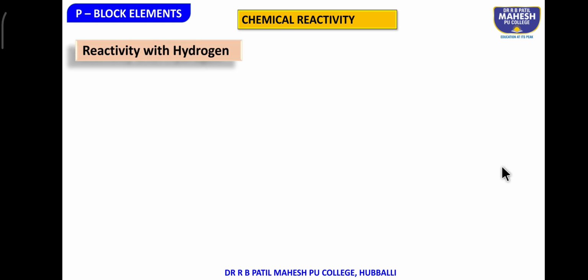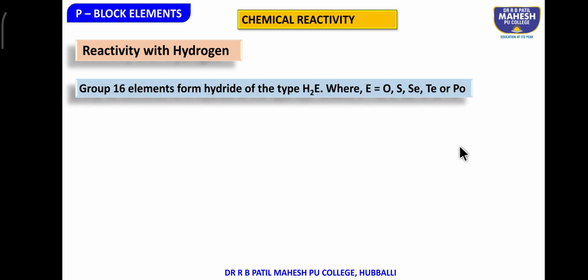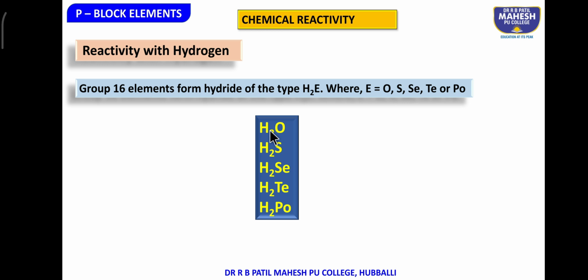Let us begin this lecture with learning chemical reactivity of group 16 elements. Reaction with hydrogen. Group 16 elements oxygen, sulfur, selenium, tellurium and polonium react with hydrogen and form compounds of the type H2E, where E is oxygen, sulfur, selenium, tellurium or polonium. So here we have compounds: water, hydrogen sulfide, hydrogen selenide, hydrogen telluride, hydrogen polonide.